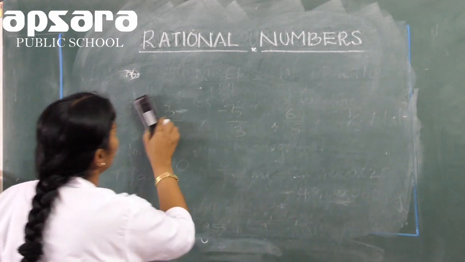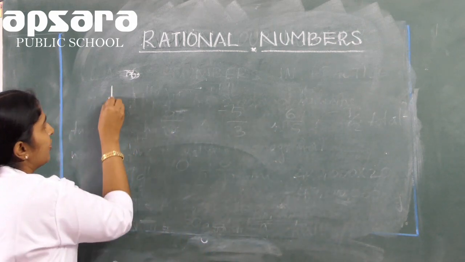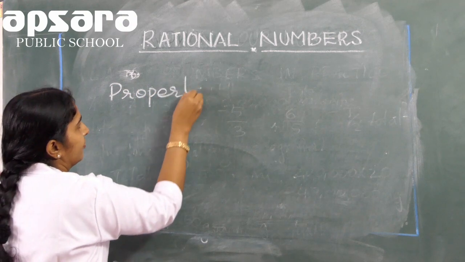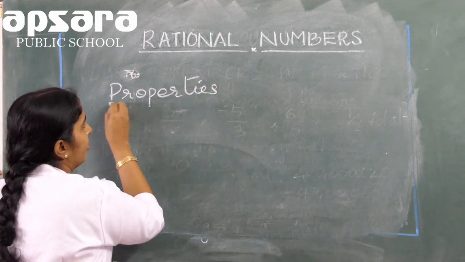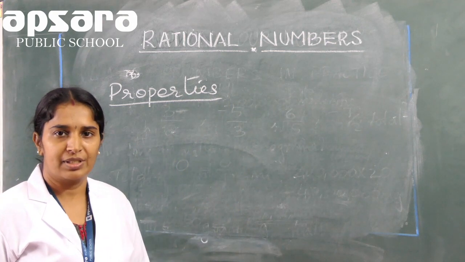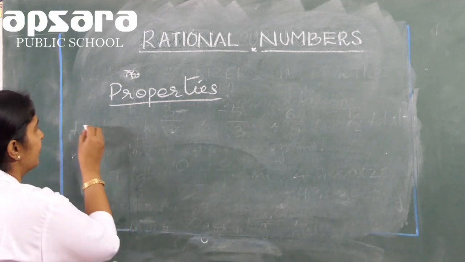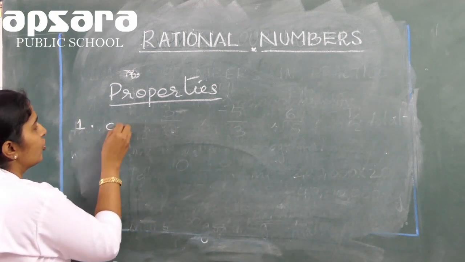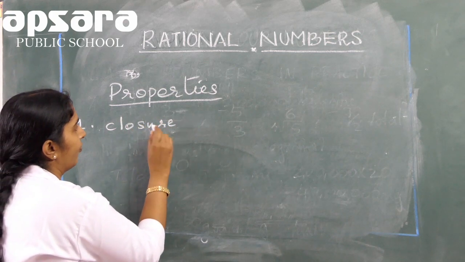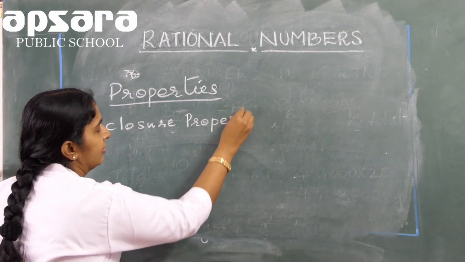Now let us move on to the properties of rational numbers. The first property is the closure property.